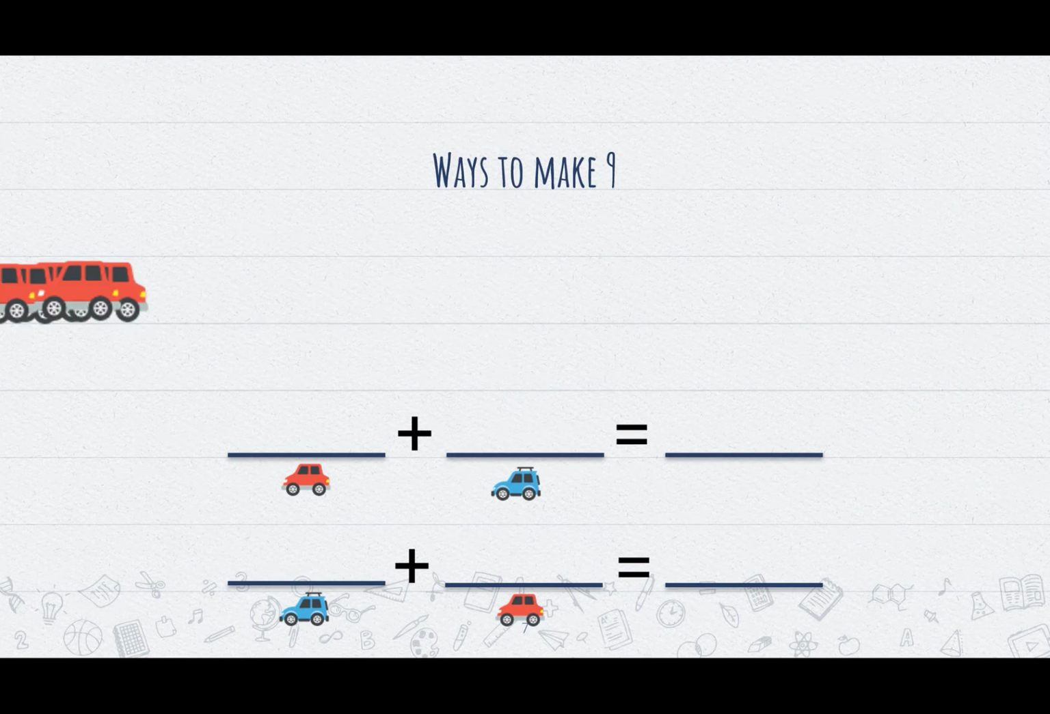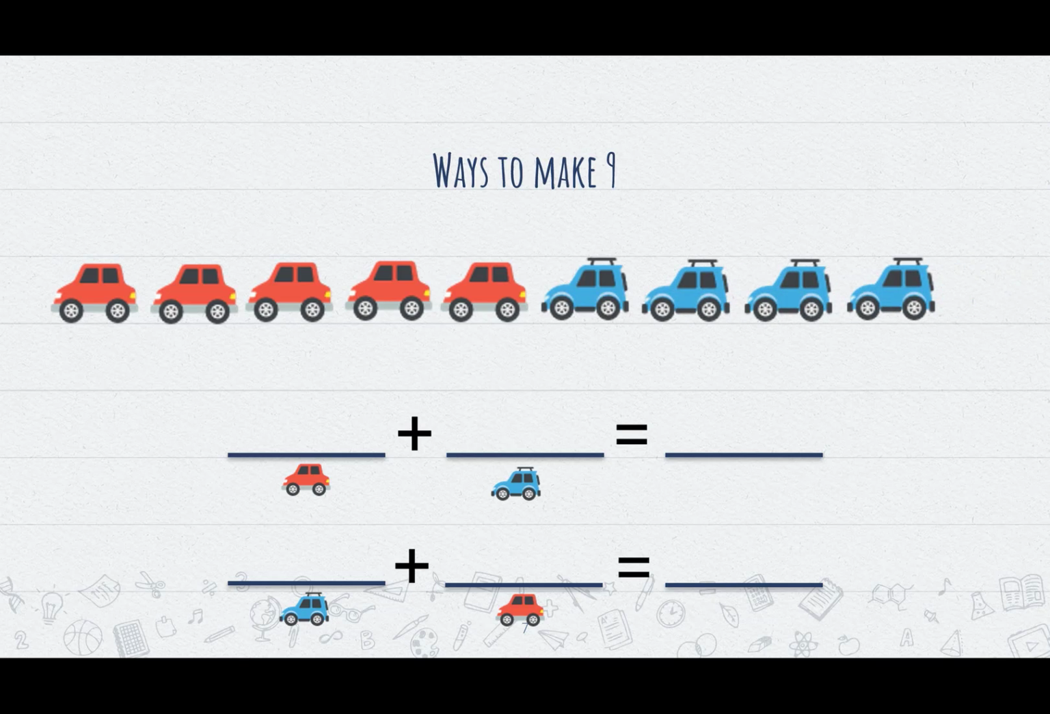Our last way to make 9, this is our last way that we know how to make 9. Let's count our blue cars first again. 1, 2, 3, 4. And it doesn't matter which group you count first, just as long as you count how many are in both groups. So I can count the blue cars first, or I can count the red cars first. It doesn't matter which. So I know I have 4 blue cars, and I have 1, 2, 3, 4, 5 red cars.